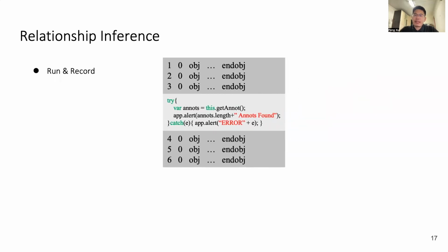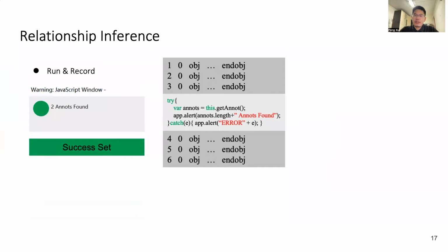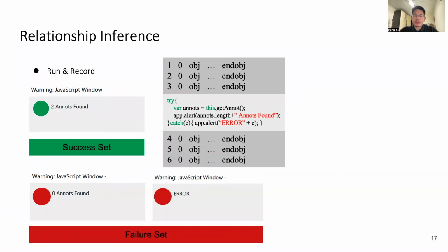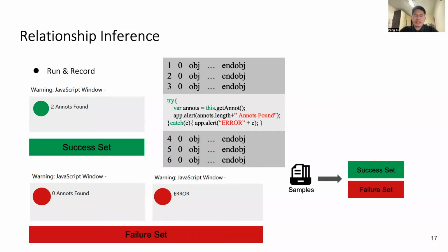Then we use the application to open a new sample. If the testing code successfully finds related elements, we put the orange sample into success set. Otherwise, if the testing code cannot find related elements or produces an error, we put the orange sample into failure set. So through this first step, we have divided all samples into success set and failure set.